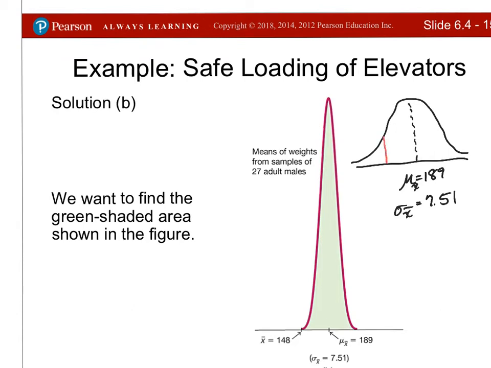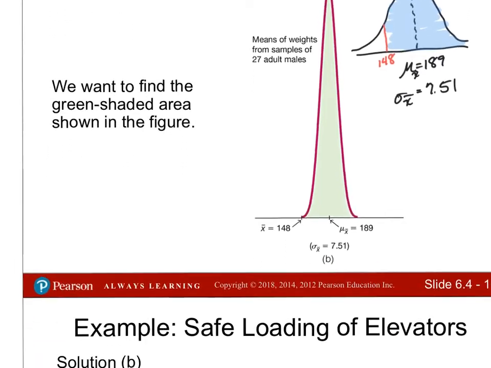So the same thing happens. I have a cutoff at 148. I want to know the area under the curve to the right of that. And I can do it the same way. I'm just going to use a slightly different z-score formula because this is a question about sample means, and you'll see that.